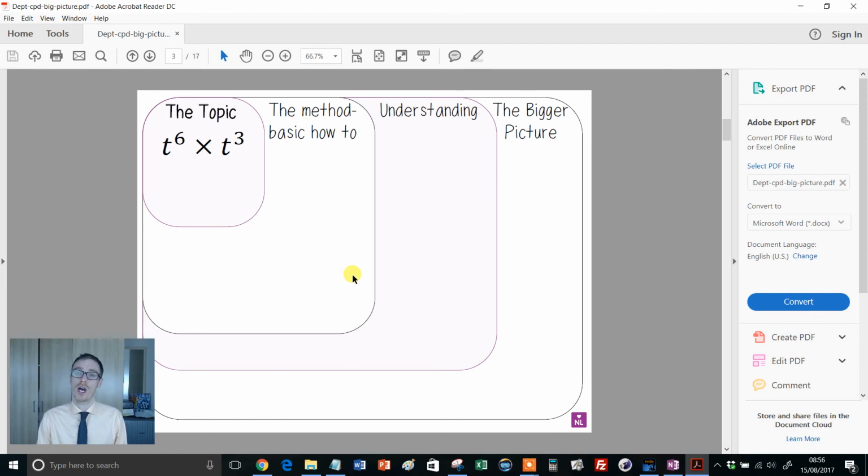Imagine that your year 10s are going to learn laws of indices next week. And in fact, many of your department's year 10s are doing laws of indices. And even if some people don't teach year 10, maybe they've got year 11s who need to revise this. So the idea is that you look at this topic in three ways. The method, the basic: how do kids do it? How are you going to teach kids the procedural techniques for actually multiplying powers together? But then the understanding: how are you going to get them to understand conceptually what's going on? And then finally, the bigger picture.